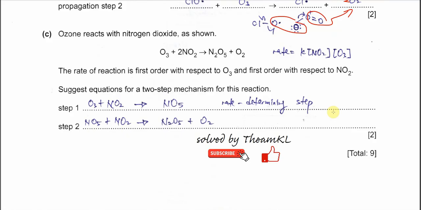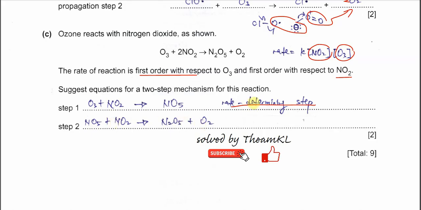Part C, ozone reacts with nitrogen dioxide as shown. So here you need to propose the two-step mechanism. The rate of the reaction is first order with respect to the ozone, and first order with respect to the NO2. So let's make step 1 the rate determining step, because it's already mentioned that NO2 is first order and ozone is first order.